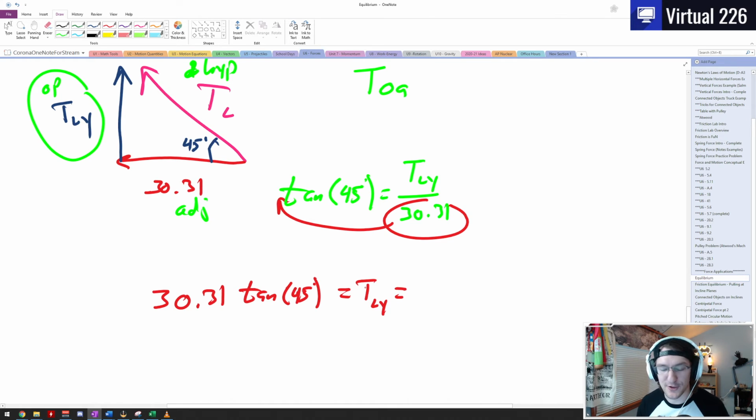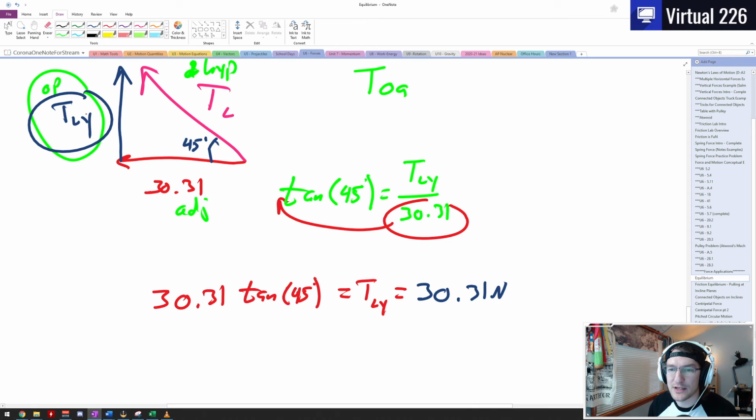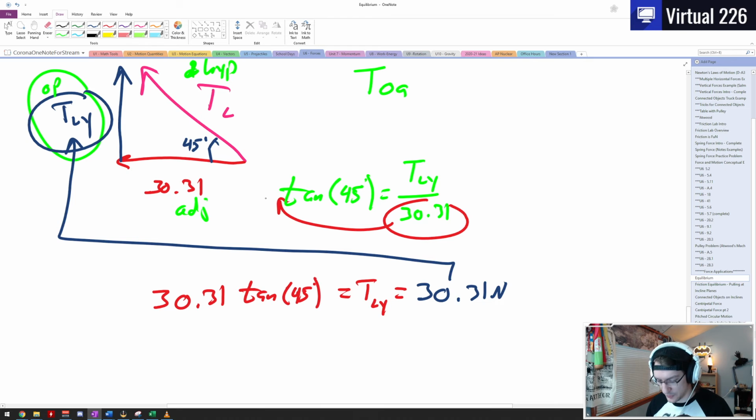And if you know anything about your unit circle or tangents, maybe you know that the tangent of 45 degrees actually equals 1. So what we're doing here is taking 30.31 times 1, which will just give us 30.31 newtons. So now we know what TLY is. It is 30.31, which is pretty cool.